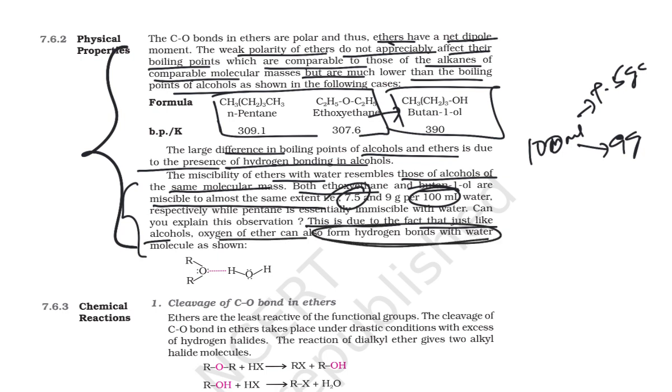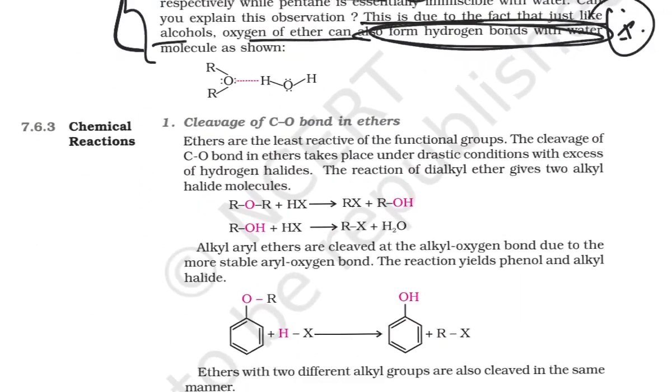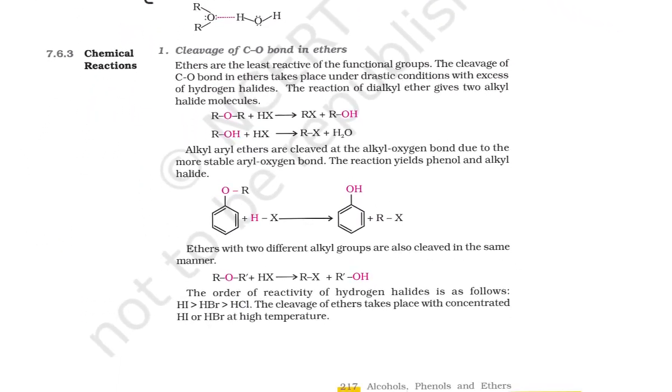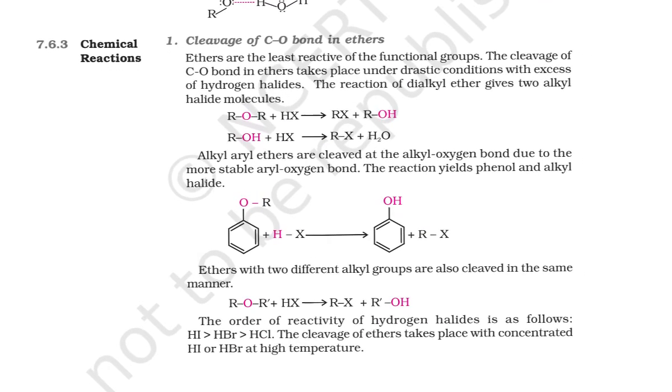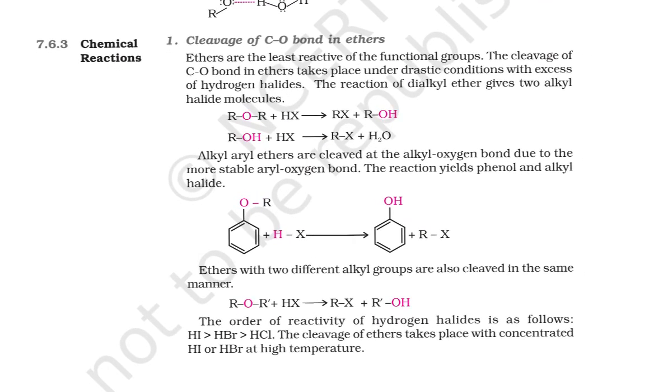This is very important. Hydrogen bond is formed, but it is not as strong as in the case of alcohol. This is important, they will ask in a twisted way. Then there is a cleavage of the bond, taking place according to the kind of carbocation which is formed.